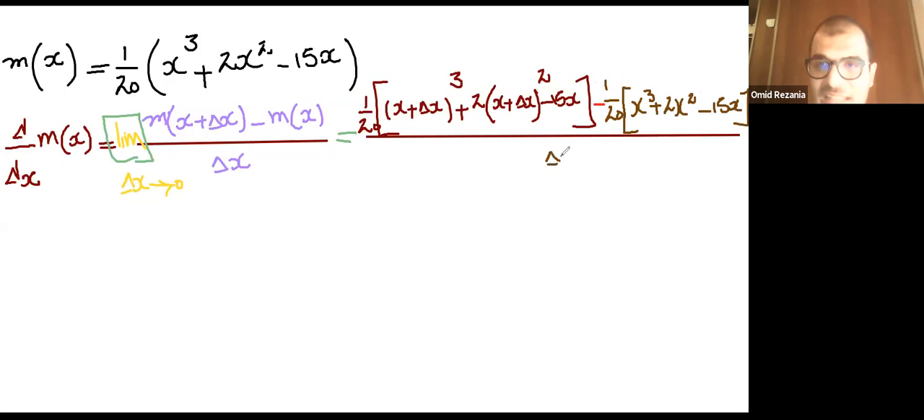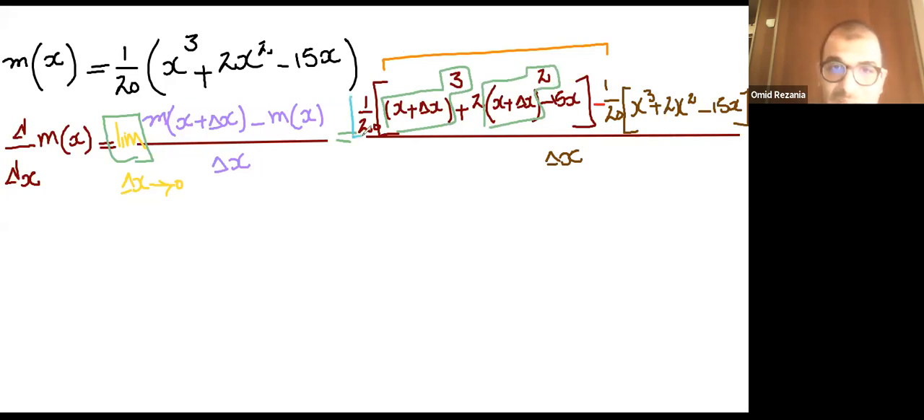I put the delta x, the variation of my function, below. Then I'm not going to push delta x to 0 at this stage. What I have to do is simplify each term individually. I start from here, then simplify the smaller terms: this one, which has the power 3, and this one, which has the power 2. Also, to make things look simpler, I'm going to factor 1 over 20 from all these terms.